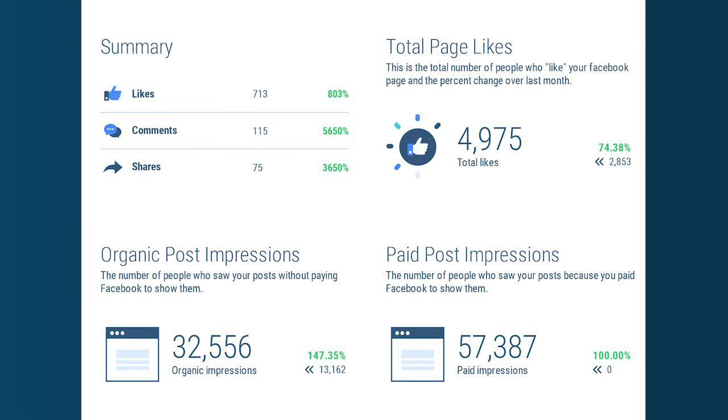So the two key performance indicators that this client is paying attention to for their brand awareness campaign are their organic post impressions, which is how many times someone saw their posts without paying, and their paid post impressions, which is how many times someone saw their posts because they paid.